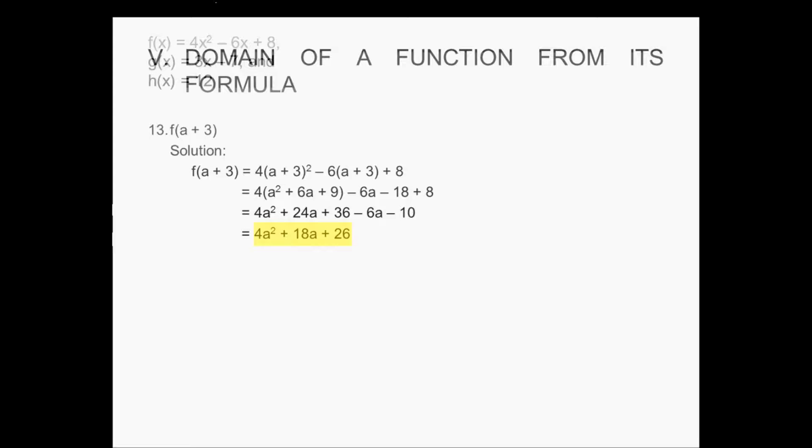Now, functions, we like formulas. So our next topic, domain of a function from its formula. Okay, notice it's just the domain, not the range. Okay, the domain is sometimes called the input values because it's the values that we give the function. The range is called the output values because it's the numbers that the function gives us. So we're trying to figure out what are the good numbers that we can give to the function.